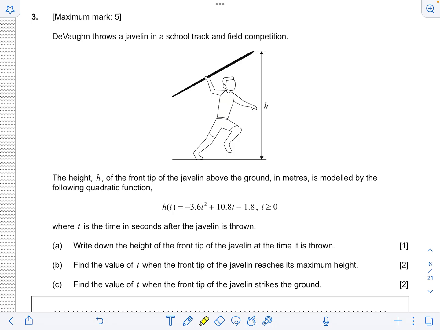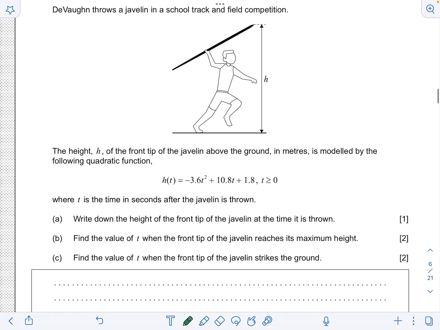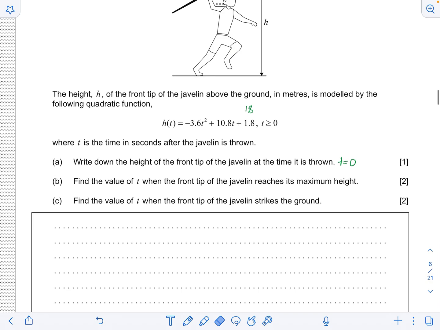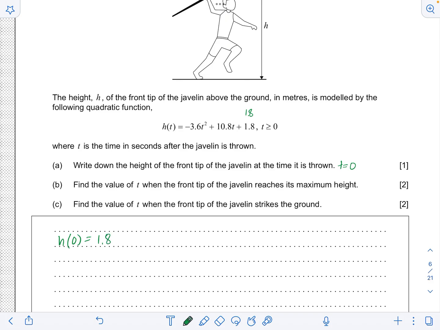One way to address this is to think about what the time would be at the time it's thrown. Well, that would be t equals 0. And so you can substitute 0 in for all those t's, and this term becomes 0, and this term becomes 0, and you're just left with 1.8. So if you don't immediately remember information about standard form of quadratics, my suggestion is to just let t be 0 and find the value. And you can write that as h of 0 equals 1.8. But you can also just write down 1.8, because 1.8 is the constant term, and so for a quadratic, it's automatically the y-intercept, or the starting value.